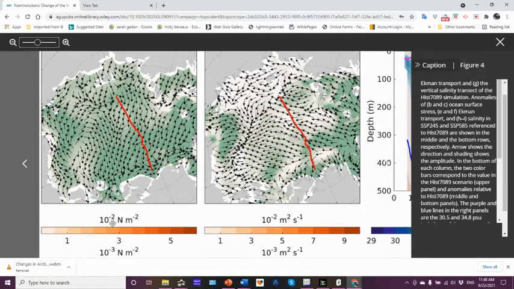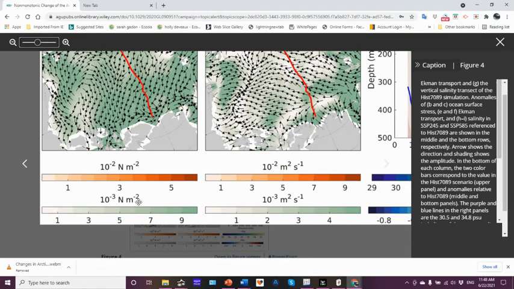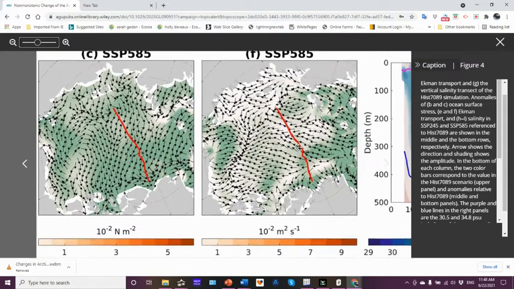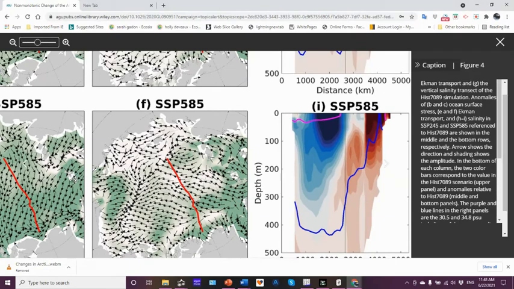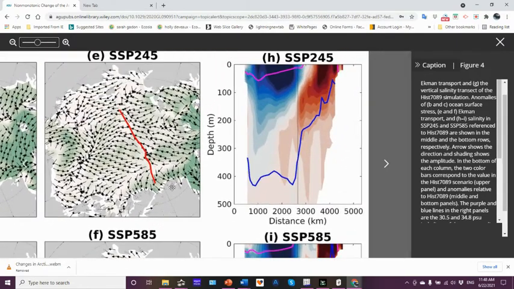And this is the forcing. So it's in newtons per square meter for the top row. And then this will be newtons per square meter. So basically 10 to the minus 2 or 10 to the minus 3. So it's an order of magnitude difference. And so that's the forcing. And this is meters squared per second. So this is the velocity. That's what this is showing, the forcing and the velocity. So this is demonstrating the movement of fresh water from one side to the other side in the Arctic Ocean.